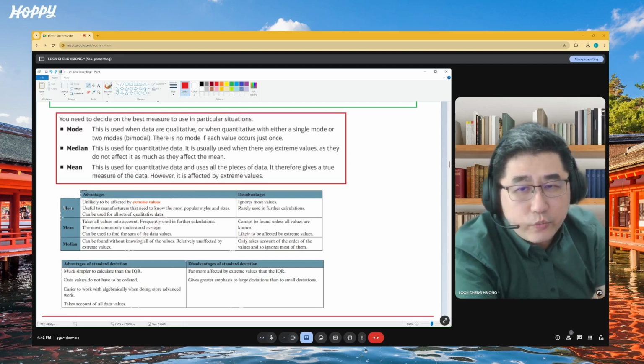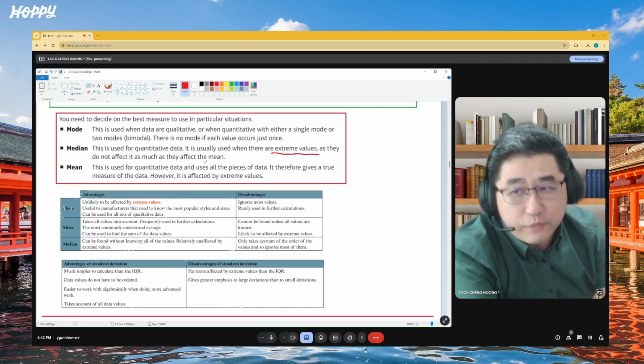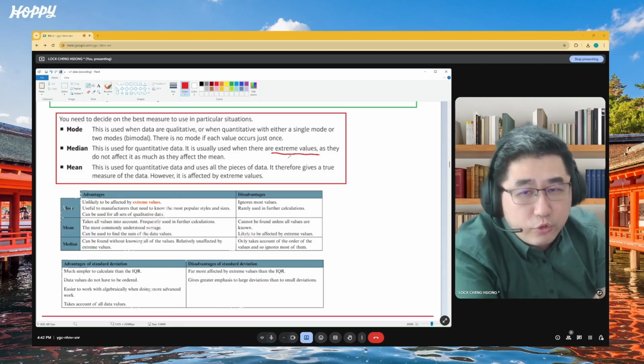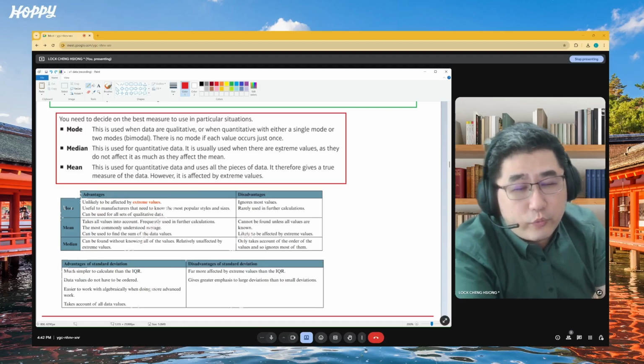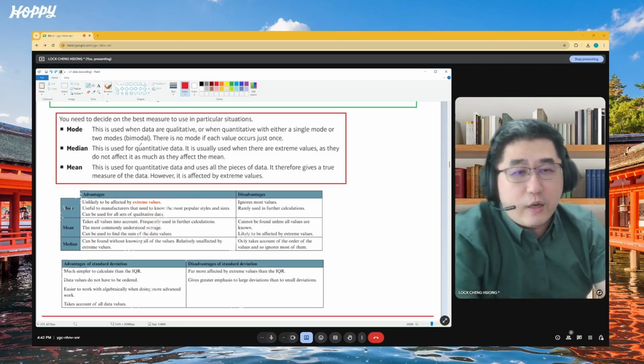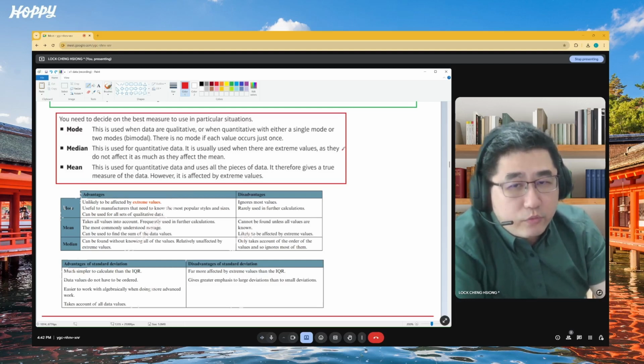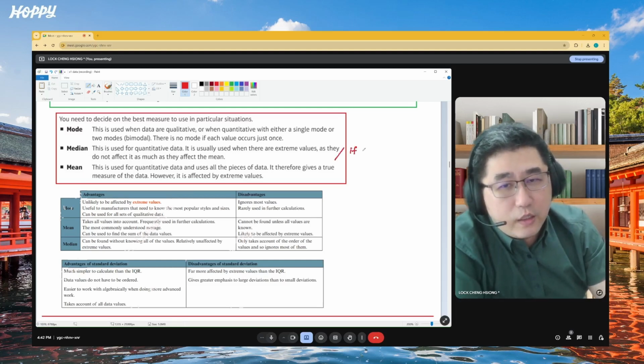Then the median is used for quantitative data. It is usually used when there are extreme values, as they do not affect the median as much as they affect the mean. What it means here is that the median will not be affected by extreme values. So if there are extreme values, we can use the median as our measure of location. Another reason will be if the data is skewed.